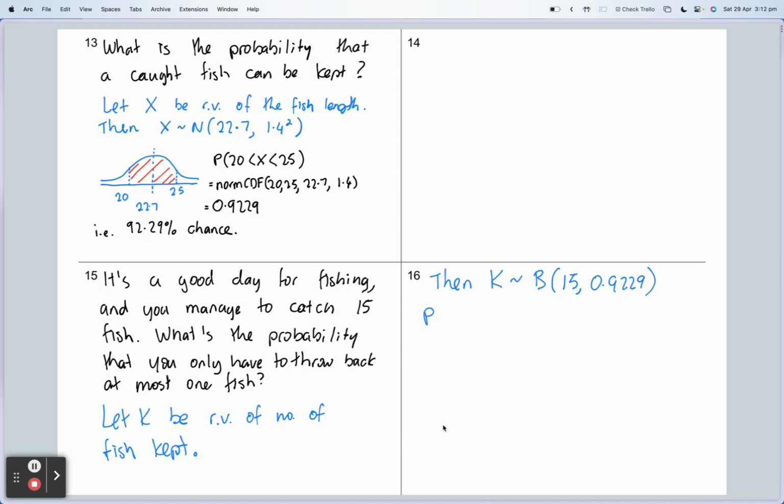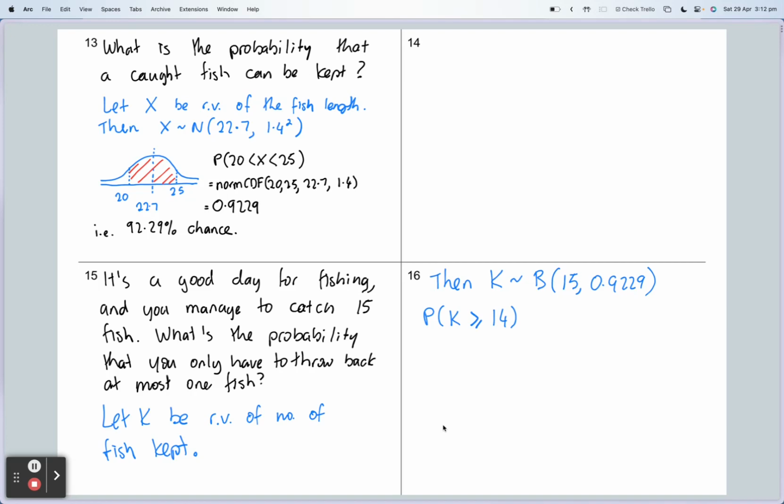Then the probability we're looking for is K is greater than or equal to what? Might want to pause the video and write down what you think it is or think about it. Well, if I am going to throw back at most one fish, that means hopefully I can keep all 15, or maybe I've kept 14 and then only thrown one back. So as long as K is greater than or equal to 14, then I'm good to go. So I want to work out the probability of K greater than or equal to 14.